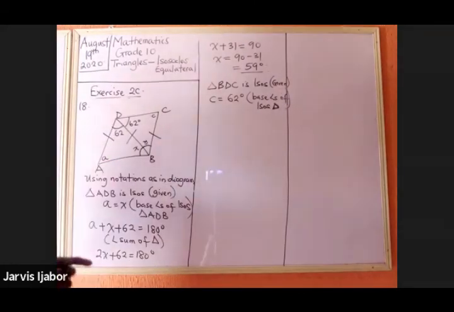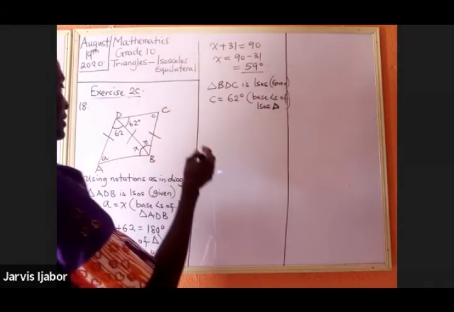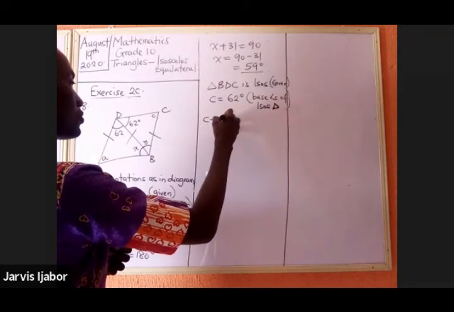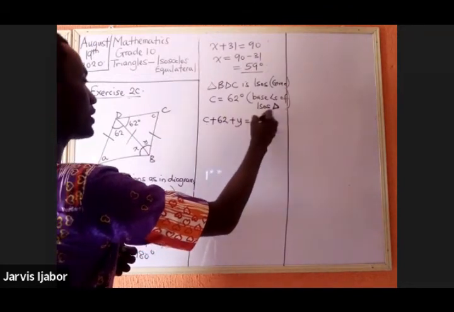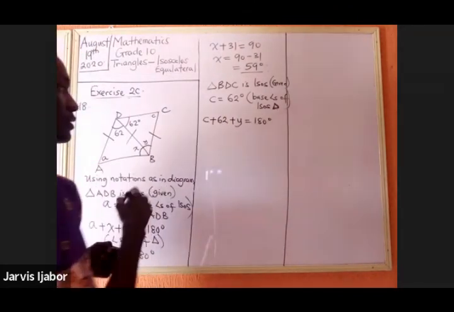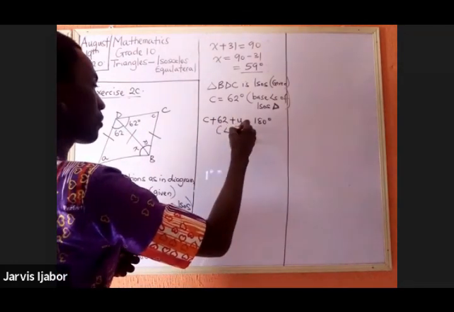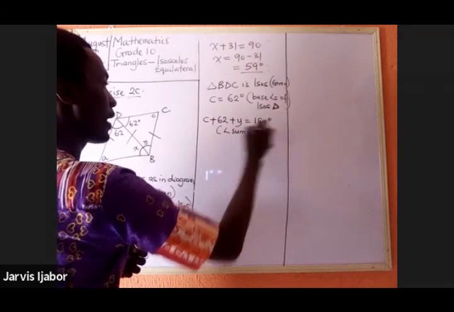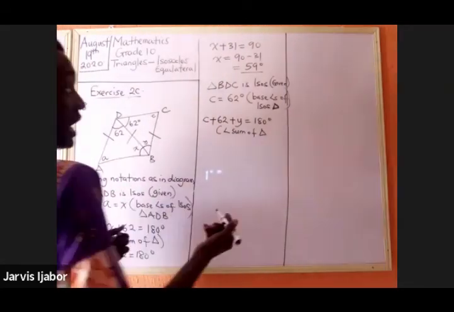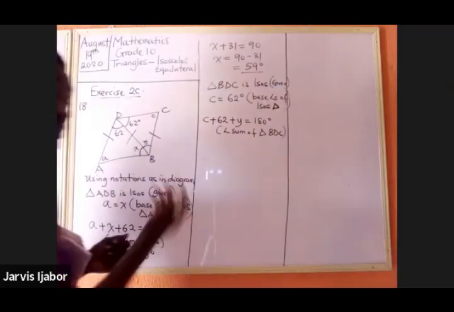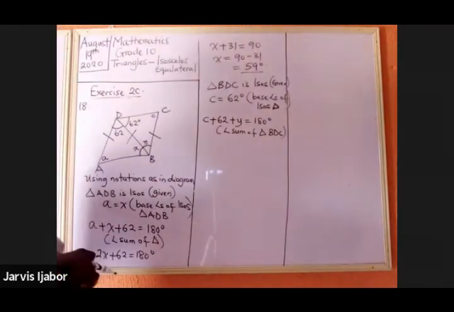So that's what makes that narrative to be in order. With that said, I know that C plus 62 plus Y will be equal to 180 degrees. What's the reason for that? Angle sum of triangle. I can indicate the triangle BDC, just to tell the examiner that that's the particular triangle I'm looking at.